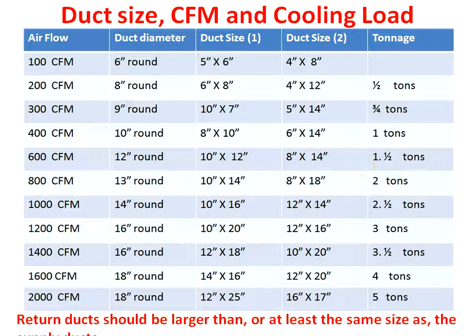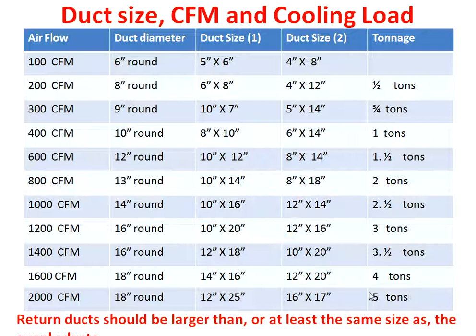Similarly, if our cooling load is 2 tons, then we require 800 CFM airflow. And if you are using round duct for the supply of air, then its diameter should be 13-inch. And if you are using rectangular duct, then its size should be 10-inch into 14-inch or 8-inch into 18-inch.